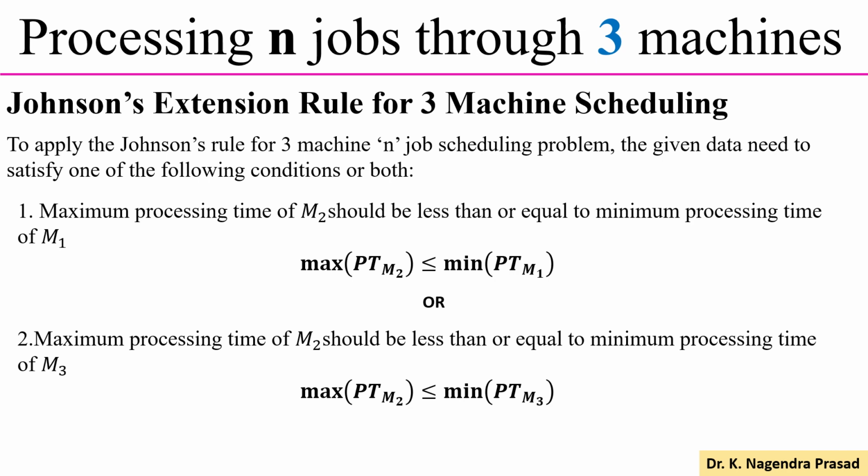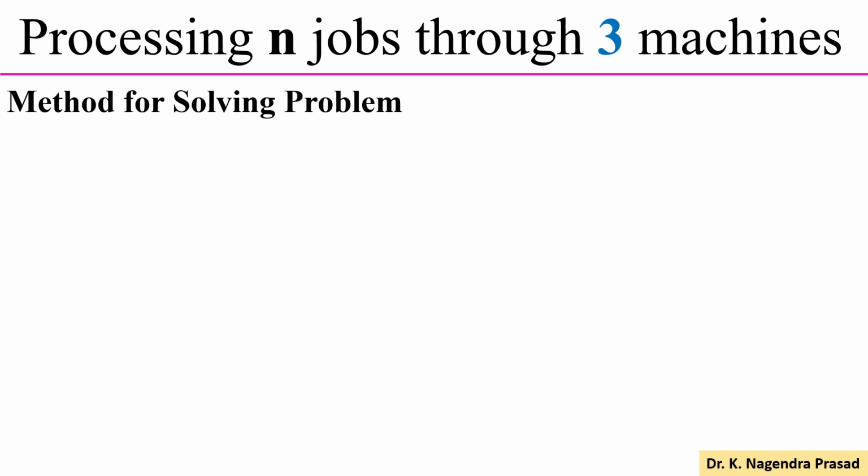of machine 3. So to apply Johnson's rule for the 3 machine and n job scheduling problem, the given data should satisfy both of the two conditions or any one of the conditions. Let's see the method for solving the problem.